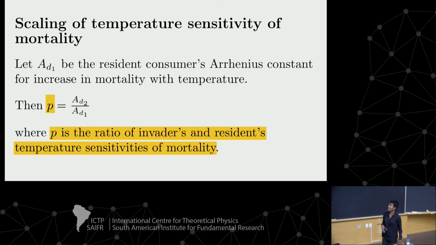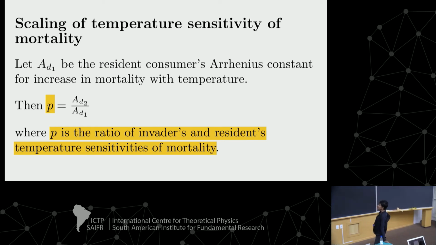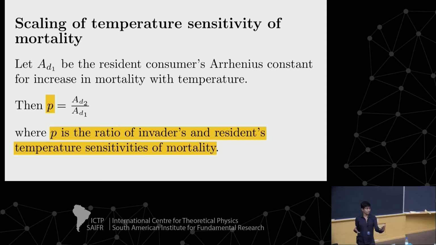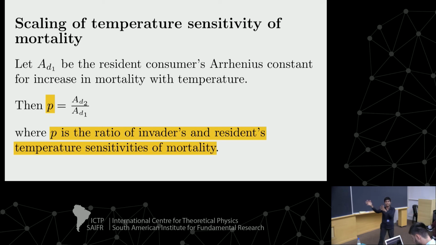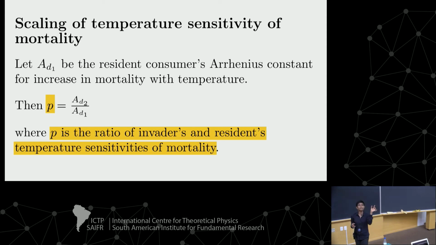The third thing is the scaling of the temperature sensitivity of mortality. We say P is the ratio of the Arrhenius constants of the invader and the resident, the temperature sensitivity of mortality, and if P is larger than 1, the invader's mortality is more sensitive to temperature, and vice versa. What's really nice about that is we have now expressed these things in terms of metrics that can be measured for any species, and you can compare them. You could say X is this for this species from the tropics and this for this species from the temperate. It has some meaning because it's a deviation, right?